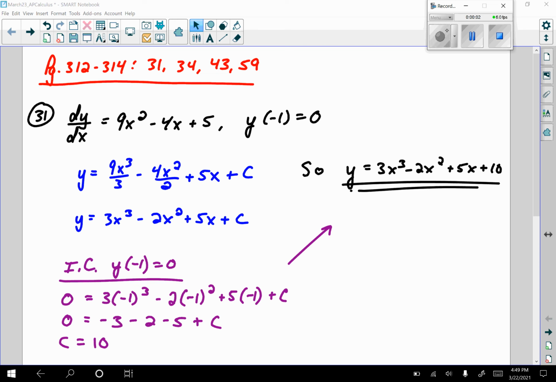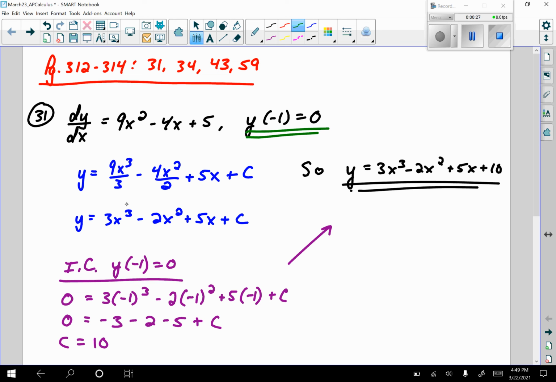Hello everyone, we're going to start today's lesson by looking at the assignment from the book from yesterday. So you just had to do these 4 problems. For number 31, we're given dy over dx, so we're given the first derivative. We want to come up with an equation for y that satisfies this initial condition of y of -1 equal to 0.